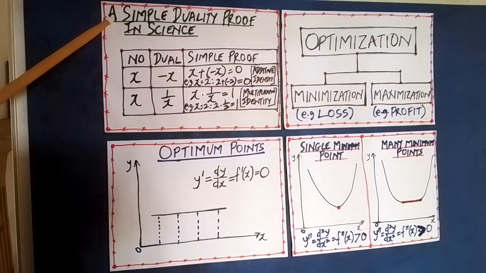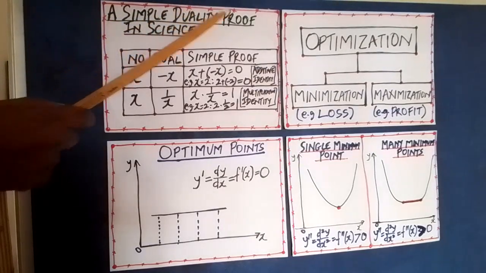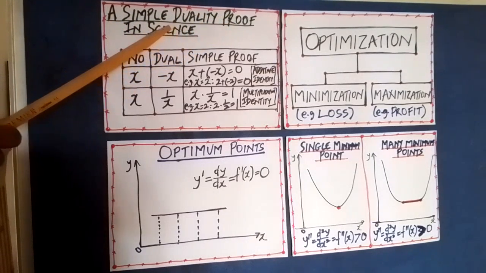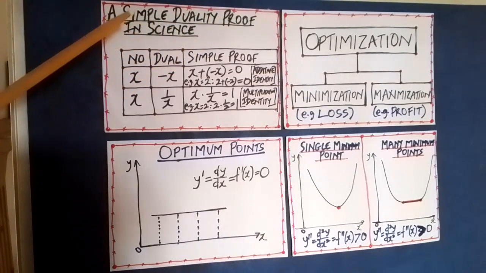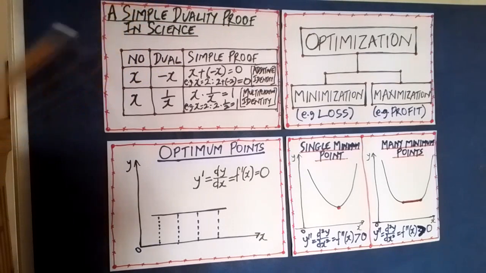A simple duality proof in science. That is to say, we want to present a simple procedure for establishing duality in nature. And we are using scientific principles, in particular mathematical principles, simple mathematics which the majority of us must have been familiar with.